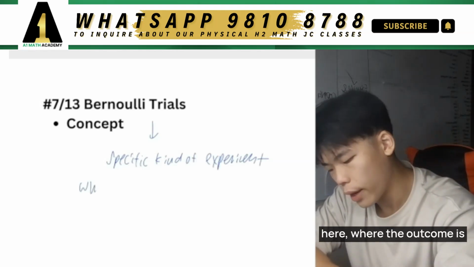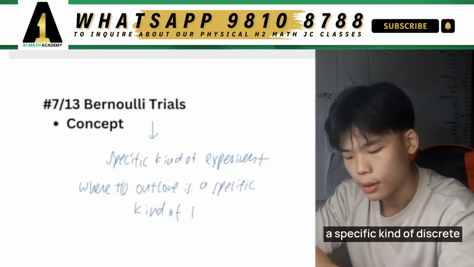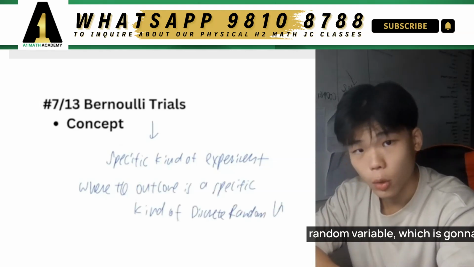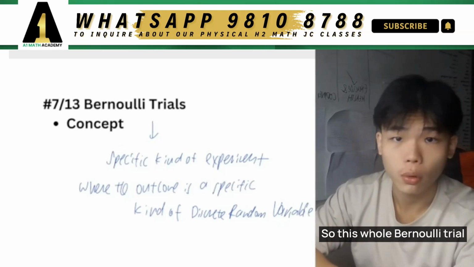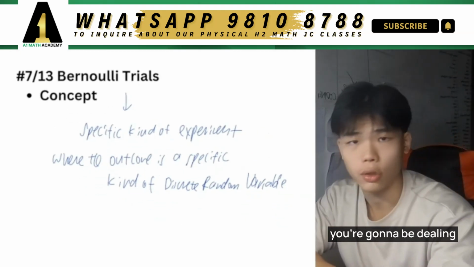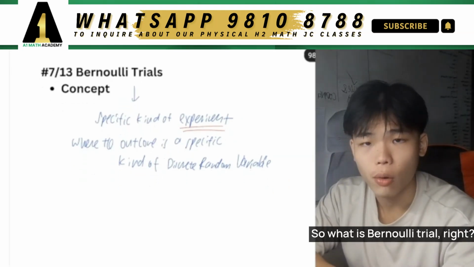So I'm just going to write here where the outcome is a specific kind of discrete random variable, which is going to be the focus for this whole chapter really until the end. So this whole Bernoulli trial concept is going to be what you're going to be dealing with very frequently throughout this chapter. So what is a Bernoulli trial? How does it look like?